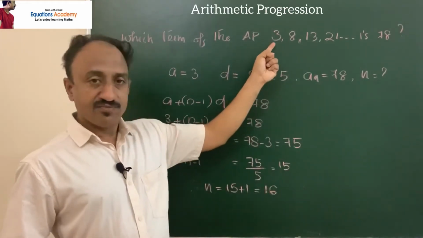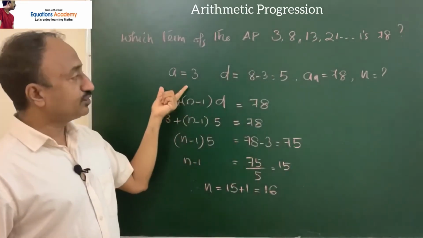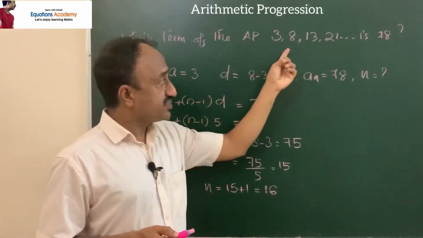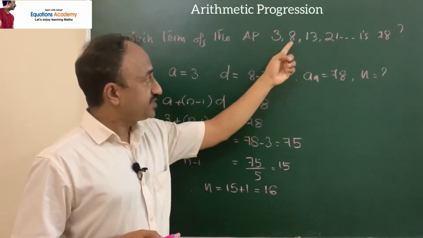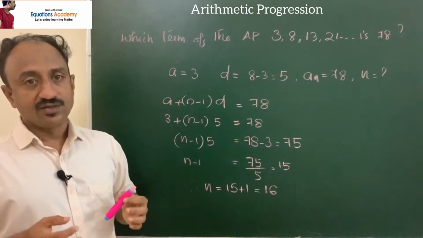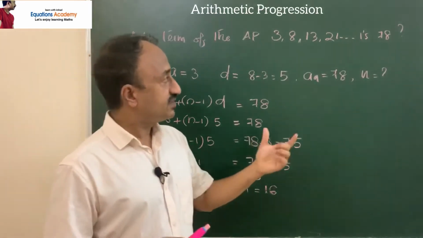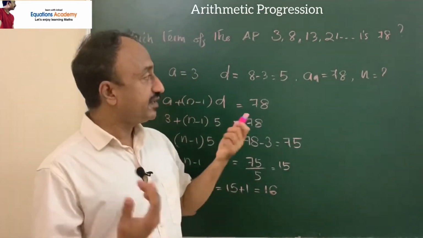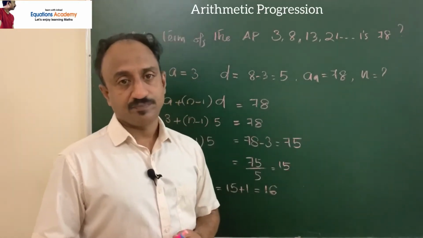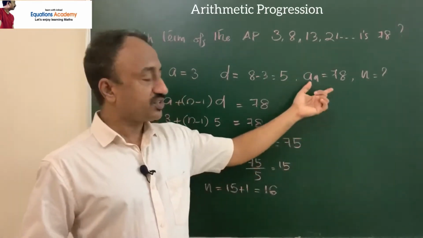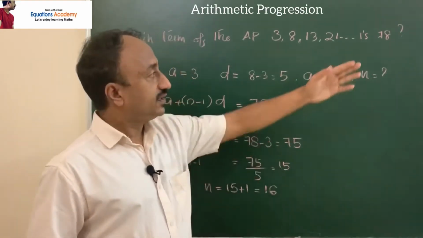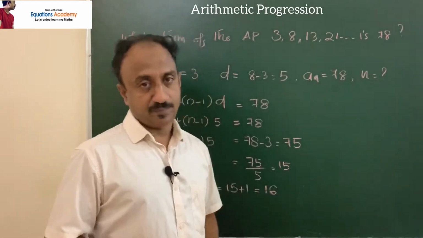What is the first term? First term is 3. So a equal to 3. And what is the common difference d? Common difference d is second term 8 minus 3, which is equal to 5. So let the given 78 be the nth term. We will take a_n equal to 78. Then we will find out n, that will be the required answer.